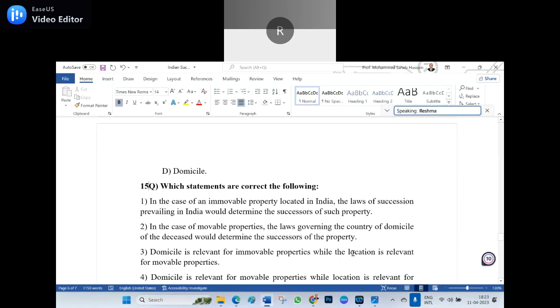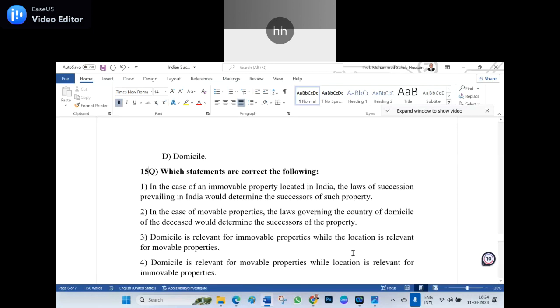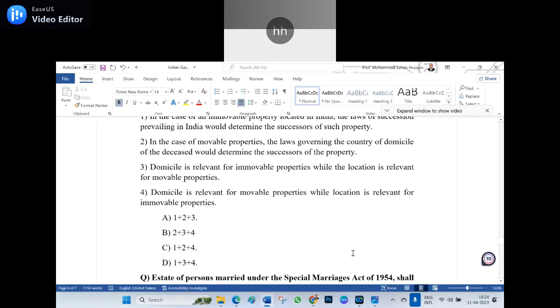Which statements are correct among the following? Number one, in the case of immovable property located in India, the laws of succession prevailing in India would determine the successors of such property. Two, in the case of immovable property, the law governing the country of the domicile of the deceased would determine the successor of the property. 3. Domicile is relevant for the immovable property while the location is relevant for the movable property. 4. Domicile is relevant for the movable property while the location is relevant for the immovable property. Options. A. 1 plus 2 plus 3. B. 2 plus 3 plus 4. C. 1 plus 2 plus 4. D. 1 plus 3 plus 4.